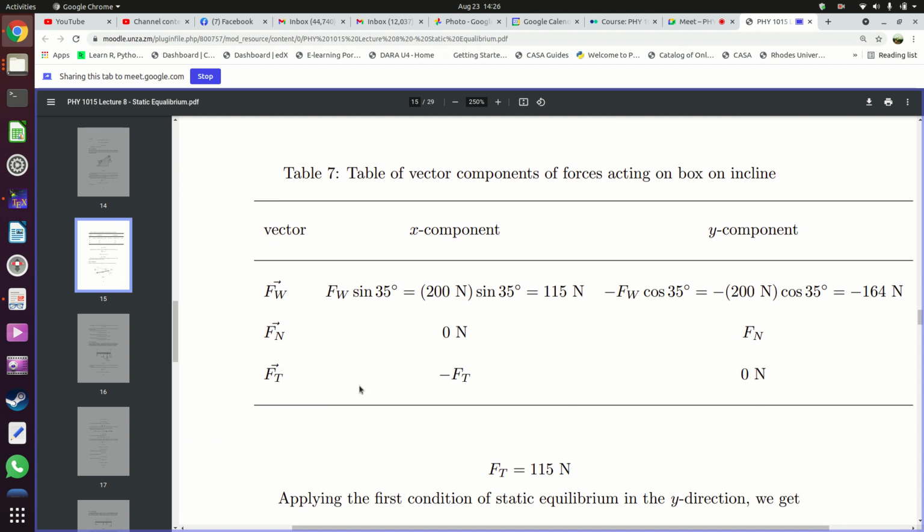So it's going to be Ft, the tension, cos 180 degrees. That's going to give you minus Ft. So Ft cos 180 degrees will give you minus Ft. Then for the y component, you write Ft sine 180 degrees, that's going to give you 0.